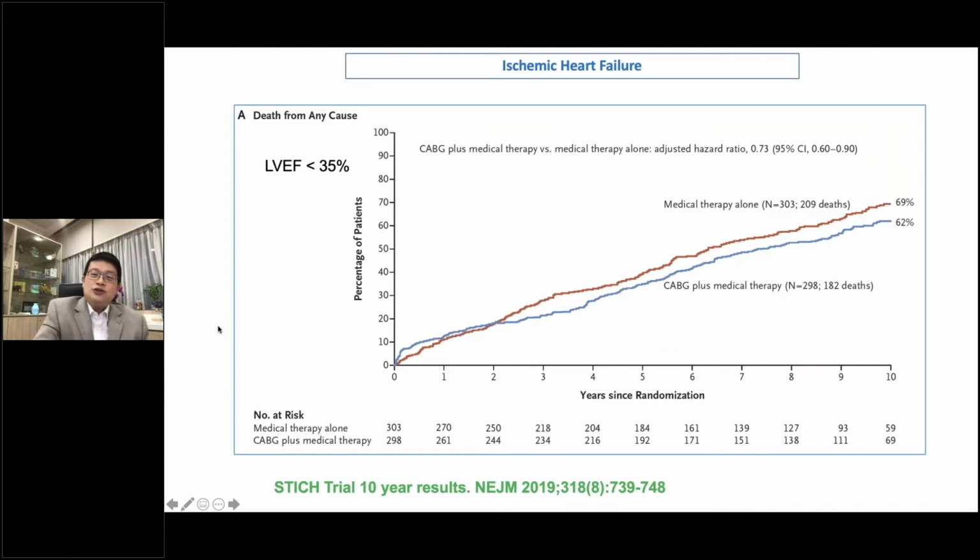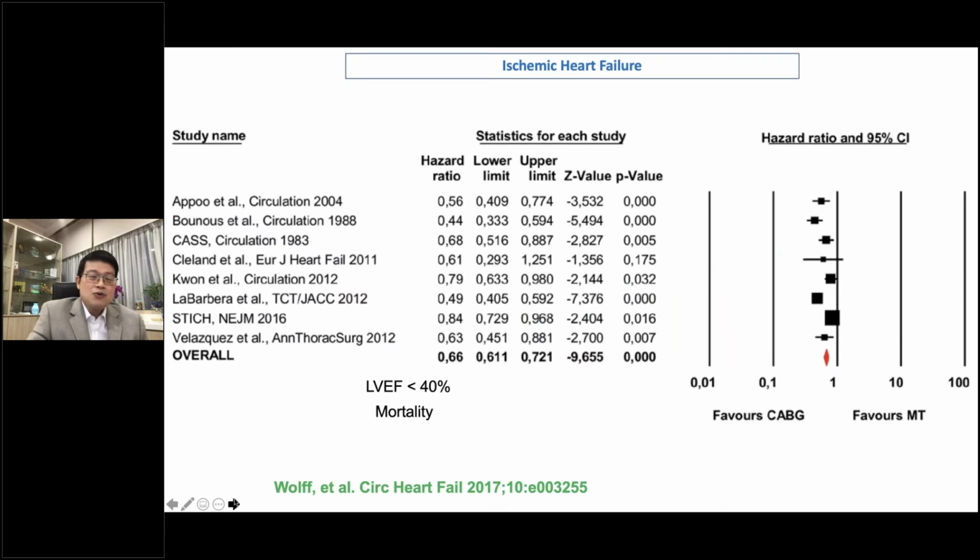So if we look at the trials to guide us on how best to treat these patients, this is data from the STICH trial, looking at patients with ischemic heart failure, and you can see that patients like this patient who had ischemic heart failure, their long-term survival is improved significantly if they have CABG in addition to optimal medical therapy. And this is a meta-analysis of all the trials on heart failure, and you can see that the survival is much improved in those who have CABG compared to those who just have medical therapy.